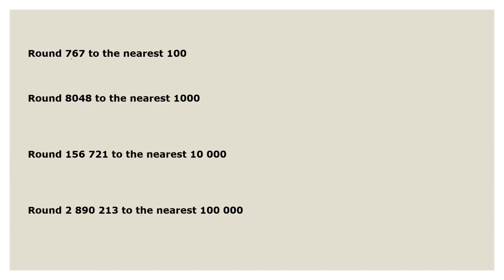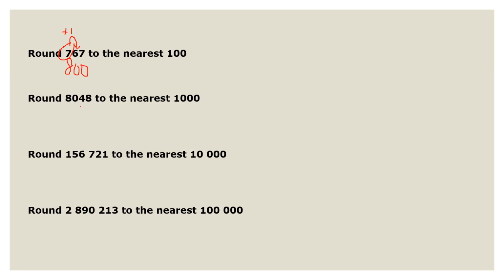Round 767 to the nearest 100. So we have to check what digit is in the hundreds place, the digit 7. And then the next digit is 6. So we have to round up. So 7 plus 1 equals 8. 800.